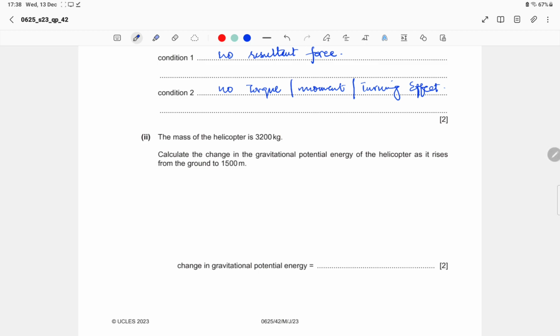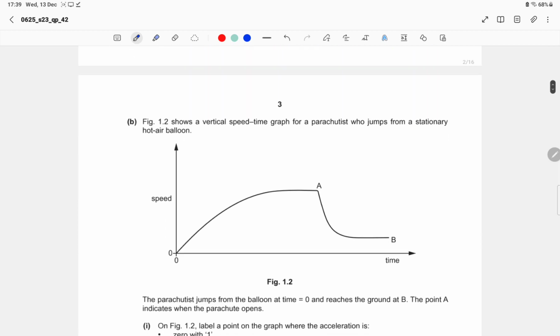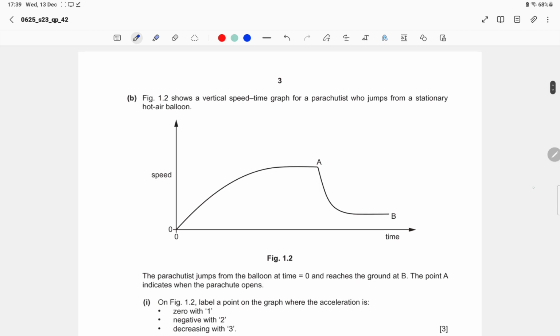So we need to find out the gravitational potential energy. The formula is GPE equals mgh. m is the mass, 3200 times 9.8, which is given on page number 1 of your instruction page. And h is height, 1500, so you will end up with 4.7 times 10 to the power 7 joules, or you can write it down as 47 megajoules. It's up to you how you do this, but it should be to two significant figures.